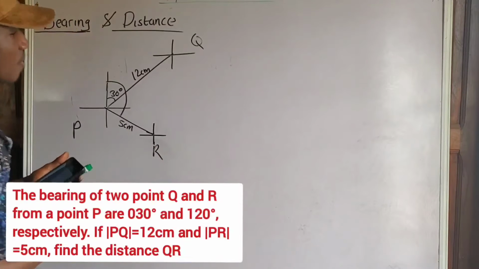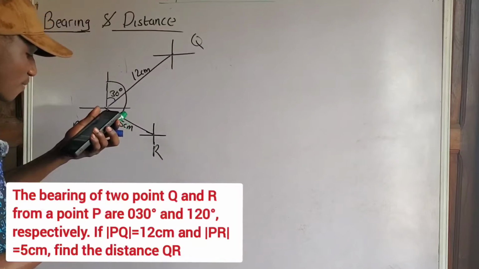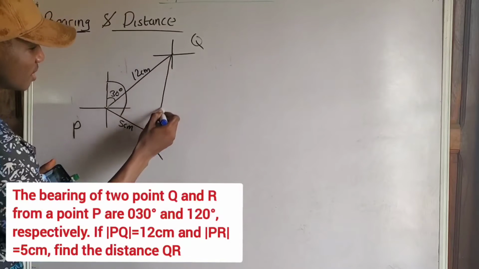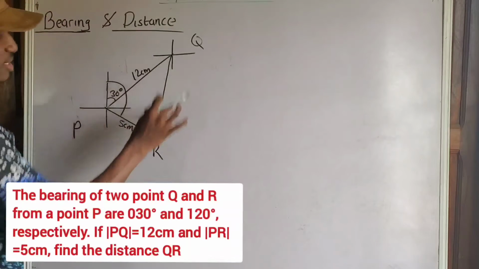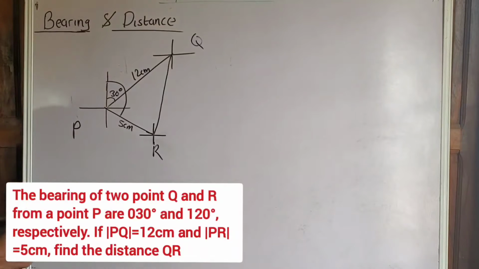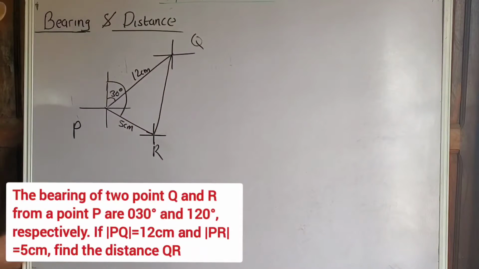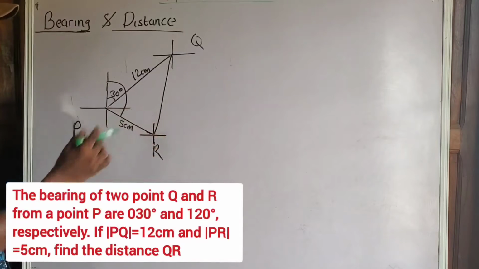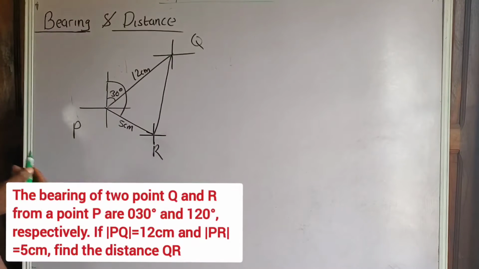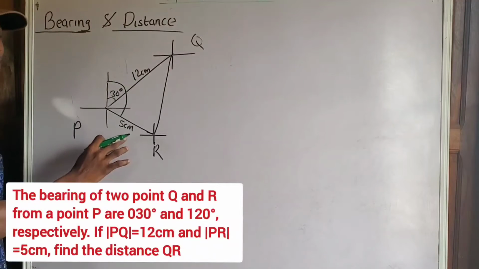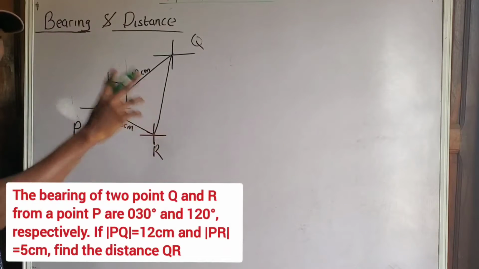Okay, now we are looking for distance QR, that is the distance from this point to this point. We are looking for this distance. Okay, what a beautiful question. Now, how can we find this distance? To get this distance, we are going to make use of the cosine rule. You understand? Because we are given this side and this side, and we are looking for this side. We are given two sides.